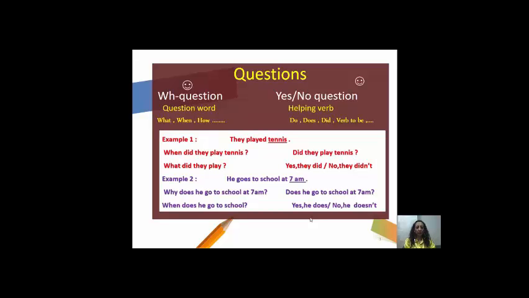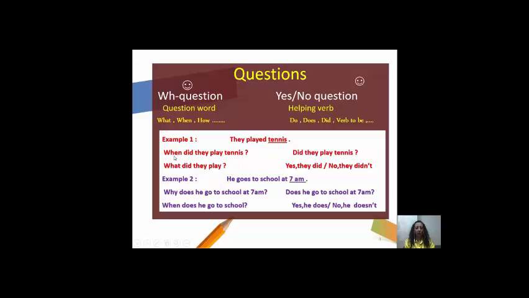Let's take an example. They play tennis. If we want to make a question, first we have to begin with a yes or no question. We have to make this sentence, they play tennis, in the form of a yes or no question. So this is a past simple verb. So we begin with did. Did they play tennis? This is a yes or no question, as we can answer with yes they did or no they didn't. After this step, you have to put a question word before did.